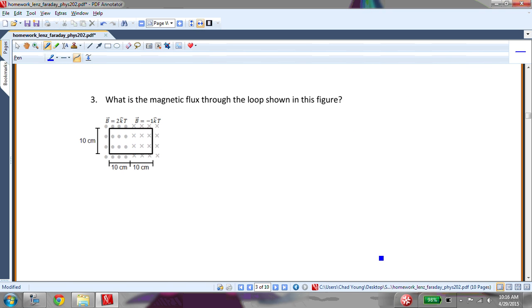What is the magnetic flux through the loop shown in this figure? So remember, magnetic flux, that's this phi, is equal to B dot dA. If I imagine this area right here, the area vector will have a direction in the plus k direction. It acts perpendicular to the area that you're looking at. But notice here that I have two different areas. I need to consider this section separately because the magnetic field is different, and this section separately because the magnetic field is different. So let's do this one first.